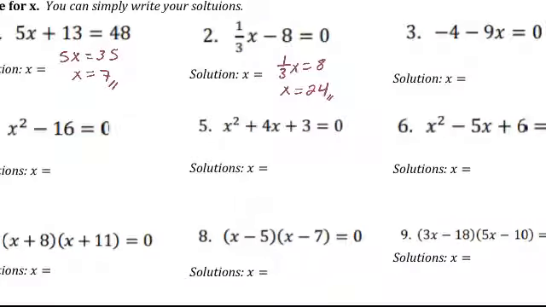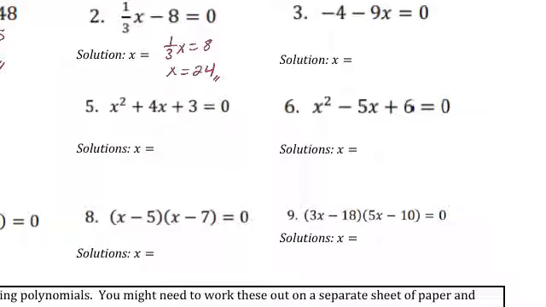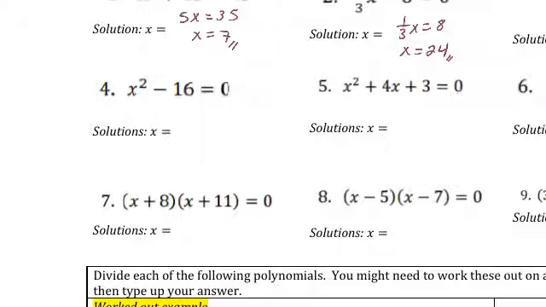For going over number three, you would add 4 to both sides. You end up with negative 9x is equal to 4. Divide both sides by negative 9, and you end up with negative 4 over 9. It doesn't simplify, so you just leave it just like that.